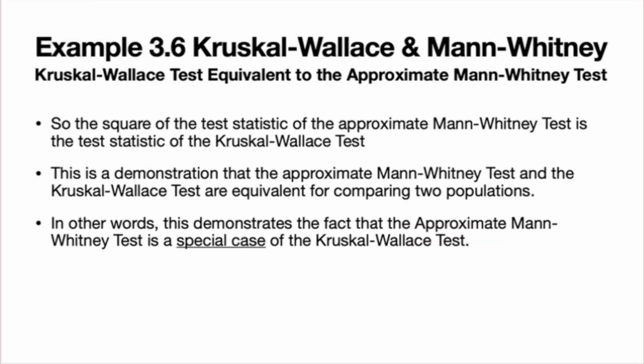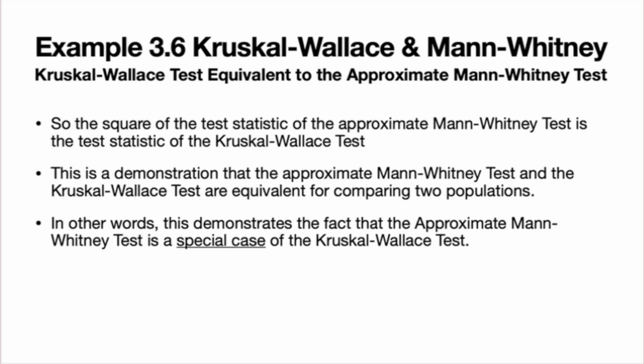And so what this is demonstrating, it's certainly not a proof, but it's demonstrating a general result. The result being this, that the approximate Mann-Whitney test and the Kruskal-Wallis test are equivalent when comparing two populations. Another way to say this is that the approximate Mann-Whitney test is a special case of the Kruskal-Wallis test when you apply the Kruskal-Wallis test to comparing two populations. And finally, one other way to say that is that the Kruskal-Wallis test is a generalization of the approximate Mann-Whitney test to more than two populations.